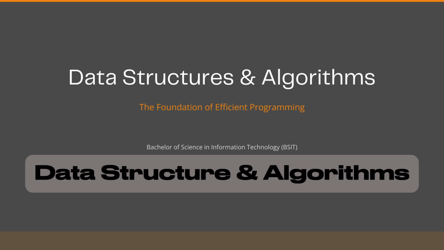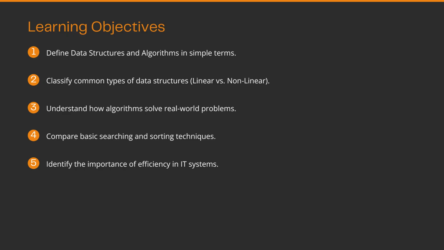Let's start by looking at what we aim to achieve today. Before we set sail, we need a map. Our goal today is twofold. First, we will demystify these big words. We'll define what they are without the heavy academic jargon. We'll then learn how to categorize different data structures. Basically, how we store information in the computer's memory. We'll also look at how algorithms serve as the recipe for problem solving.